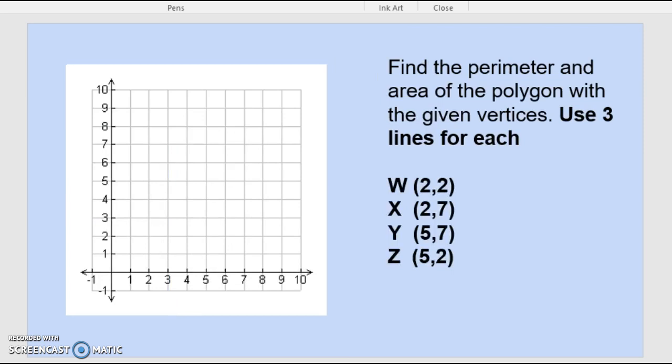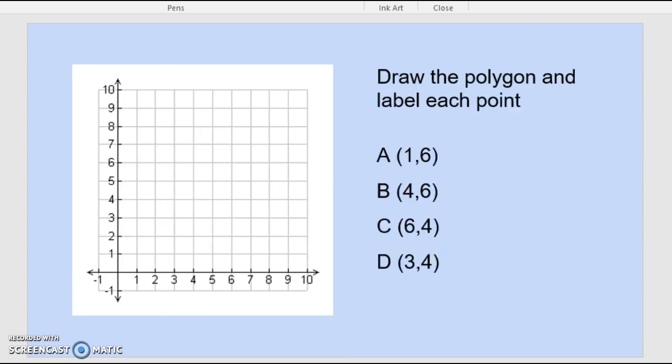All right. So this one says to do the same thing. So I'm drawing again. So 1, 6. And then B is at 4, 6.